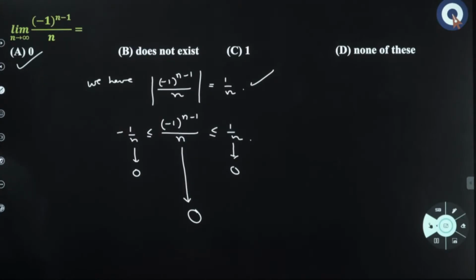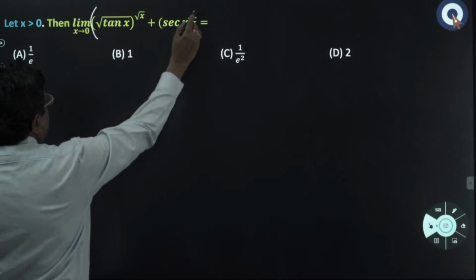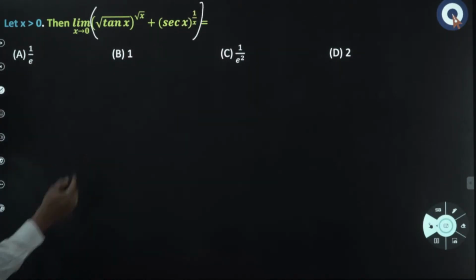Okay, then all right. So the next one: let x be greater than 0, then find the limit of root tan x to the power root x, as x tends to 0 plus, plus the second term. Because there are only two finite terms, we can find the limits individually and then get the value. Let us consider the first part, which is root of tan x to the power of root x.